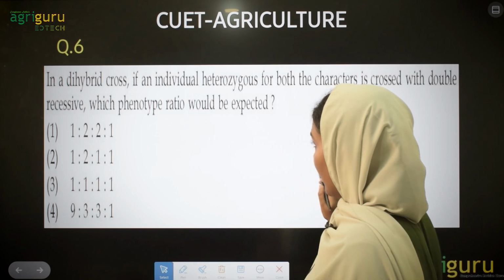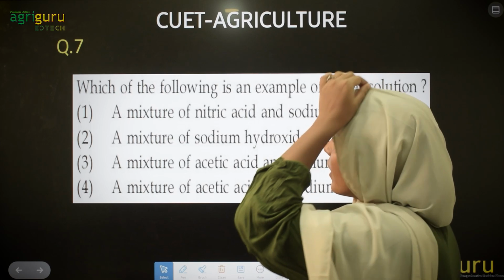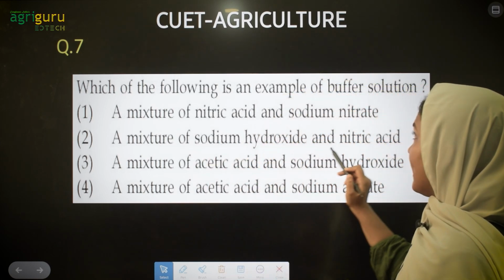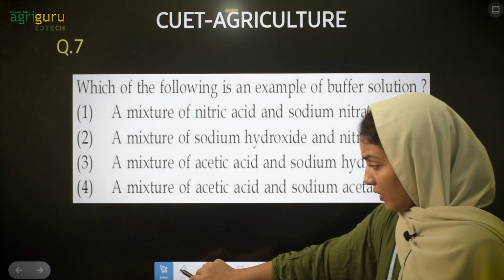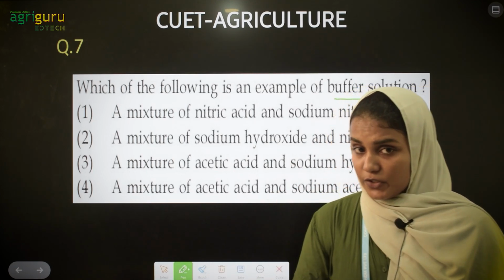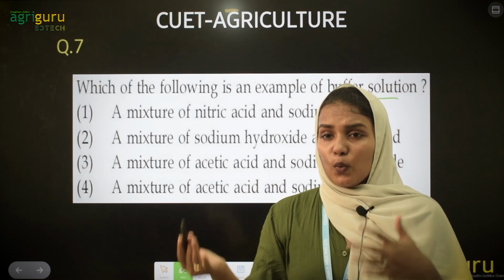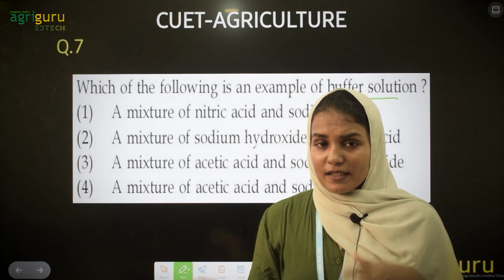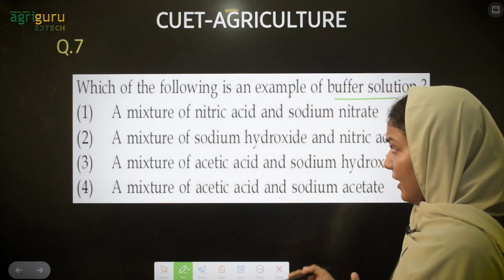Next question, question number 7. Which of the following is an example of a buffer solution? For that, we should know what a buffer solution is. A buffer solution is an aqueous solution which is a mixture of a weak acid or a weak base with its conjugate base or acid respectively. So from the options we can find out the right answer easily.